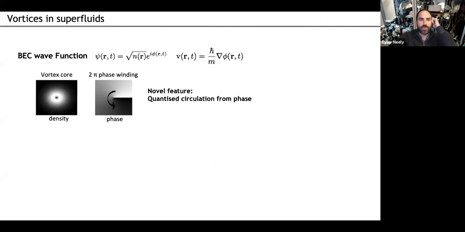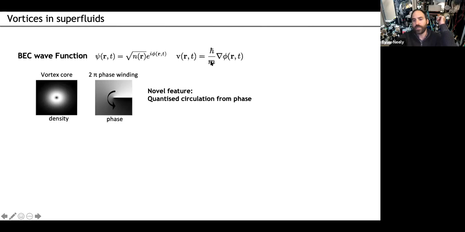Just a quick revision of vortices in superfluids. We're working with Bose-Einstein condensates, which means that we have a very large condensate fraction, and you can attach a macroscopic wave function to the BEC, where in this case, the norm squared of the wave function is the density. So here's a picture of a harmonically trapped simulation of a condensate, where the density is given by the norm squared of the wave function. It's a complex value, so there's also this spatially varying phase associated with that.